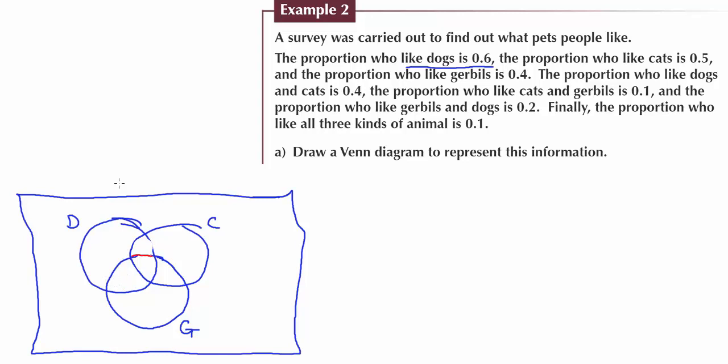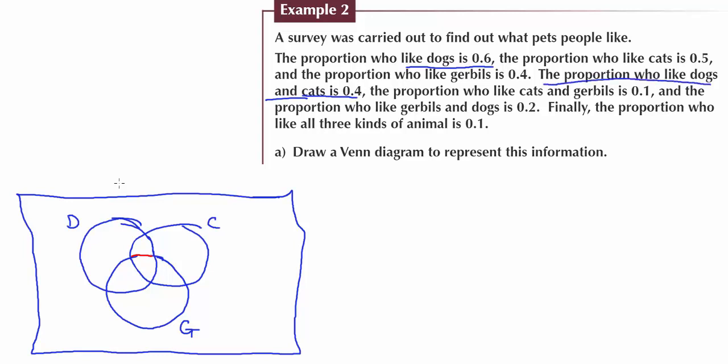So let's keep going. The proportion who like cats is 0.5. Again, cats is made up of 4 areas as well. I can't do much with that. Proportion who like gerbils is 0.4. 4 areas. Can't do much with that. Proportion who like dogs and cats. Let's actually look at this one. Proportion who like dogs and cats is 0.4. Again, that's not going to be very useful to me.